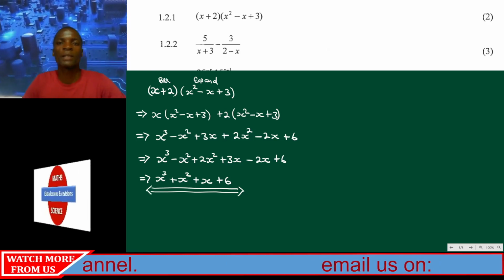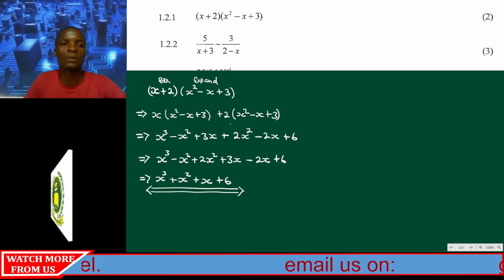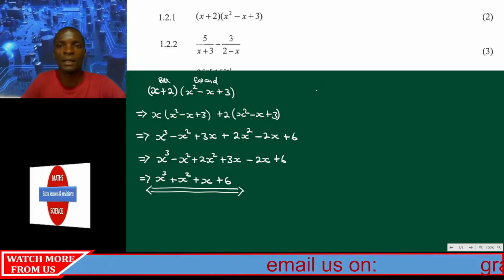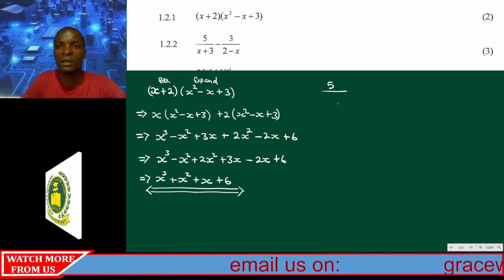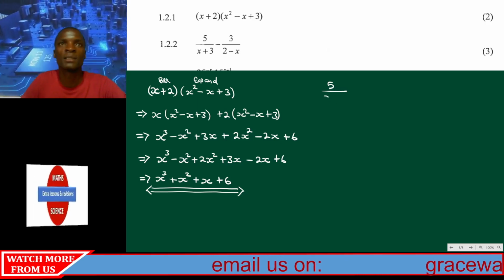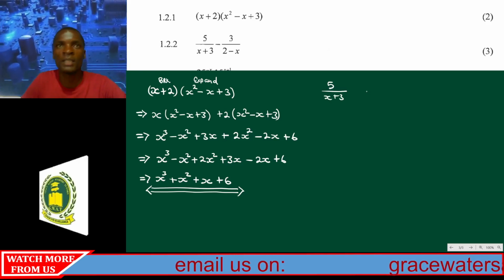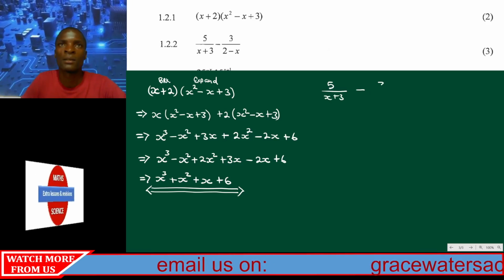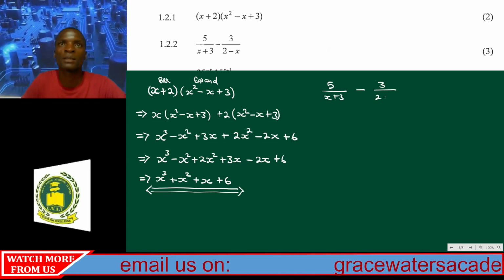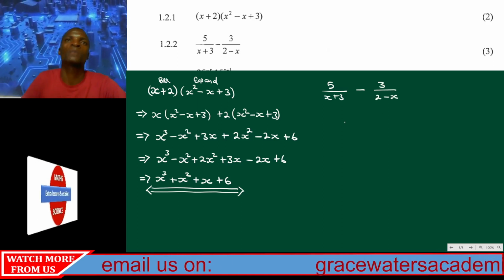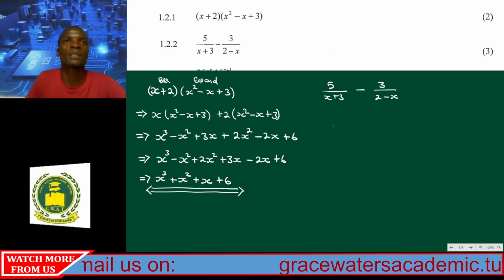Now together again, let us do the 1.2.2 question, which is reading 5 over x plus 3, and then it says minus 3 over 2 minus x. Okay, so this is what you call algebraic fractions, and this is subtraction of algebraic fractions.